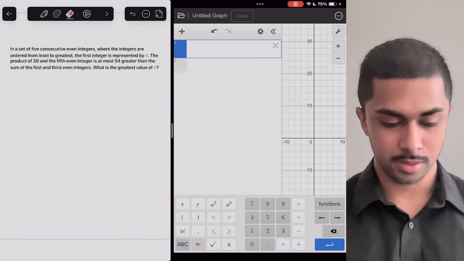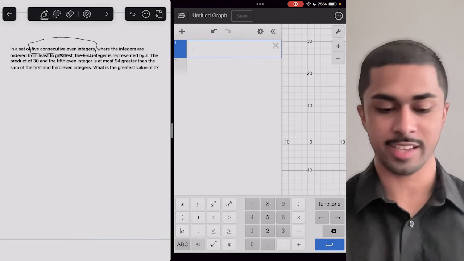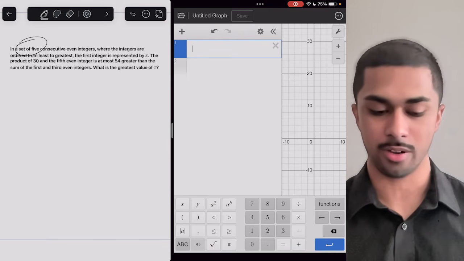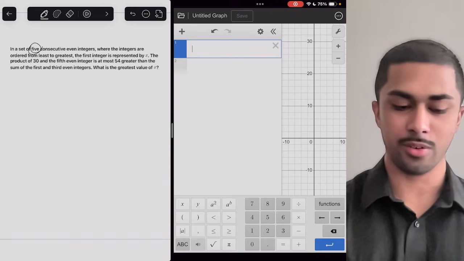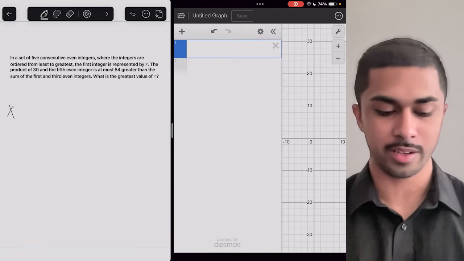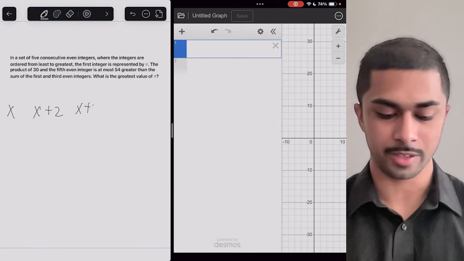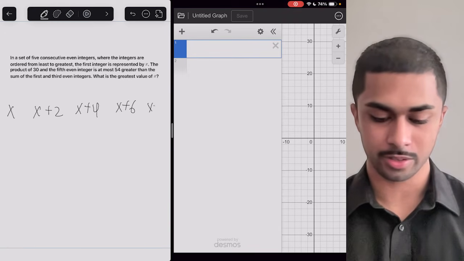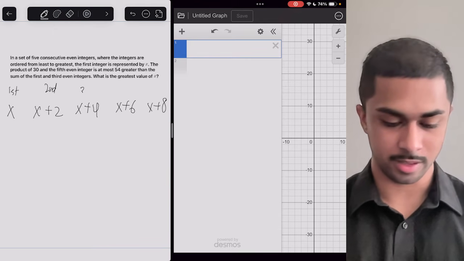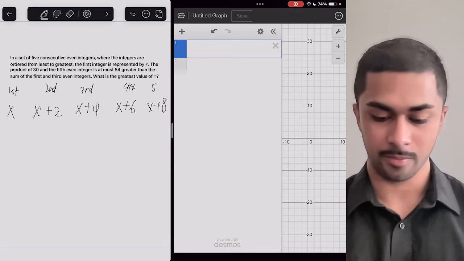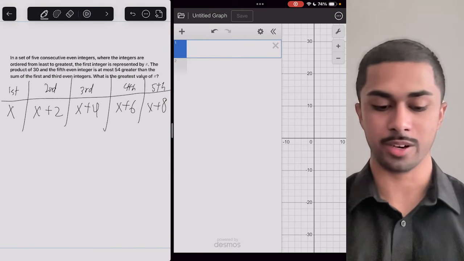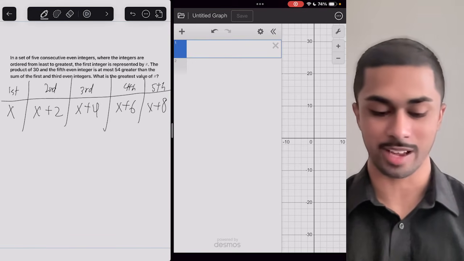It always says like a set of like 5 consecutive even integers or 5 consecutive odd integers. Now it's either 4 or 5, but typically it's 5. So the first thing we want to do is write out the 5 consecutive even integers. This is the first one, this is the second, this is the third, this is the fourth, and this is the fifth. Now, it does not matter if these are even or odd because they're written the same exact way.